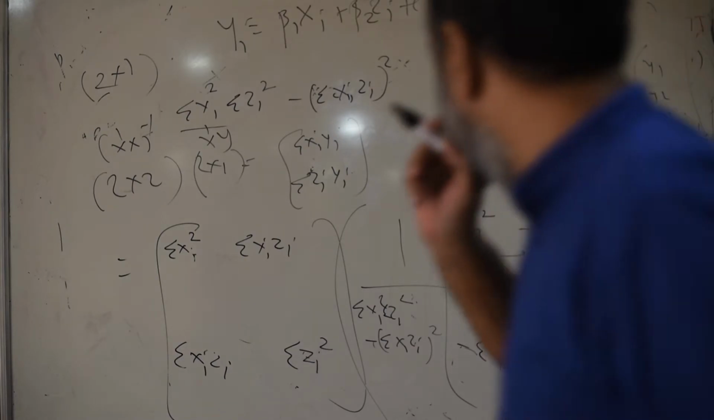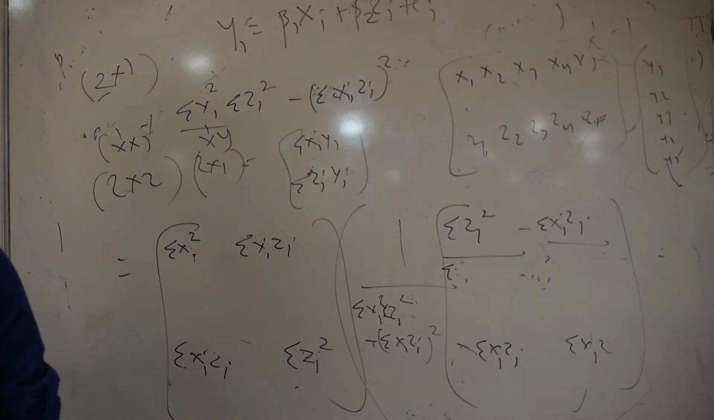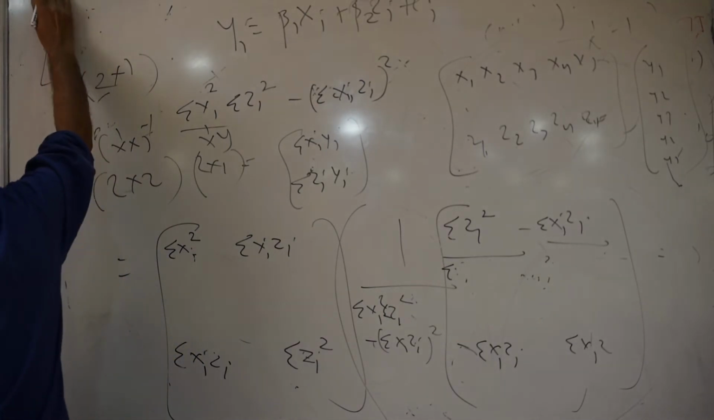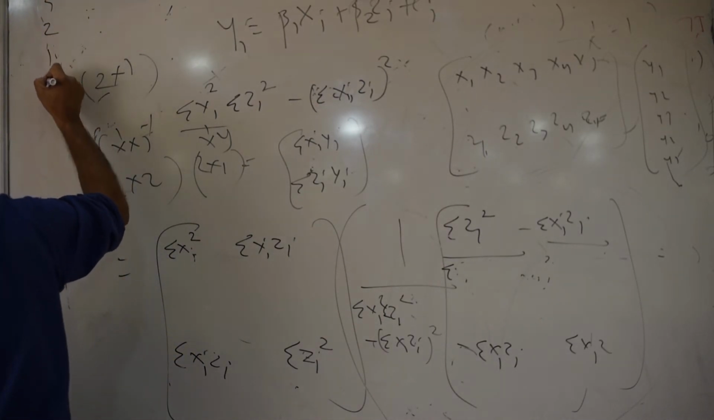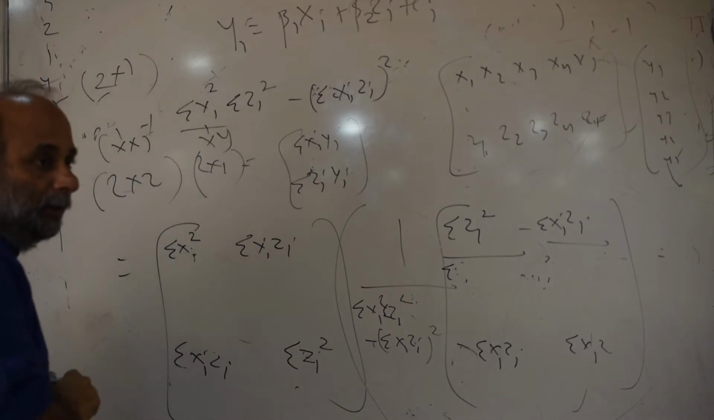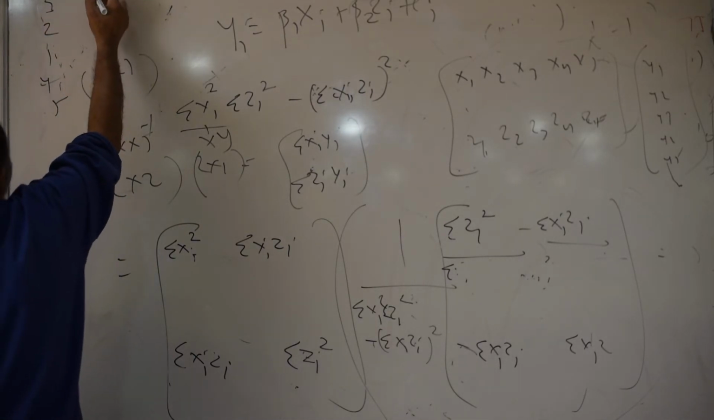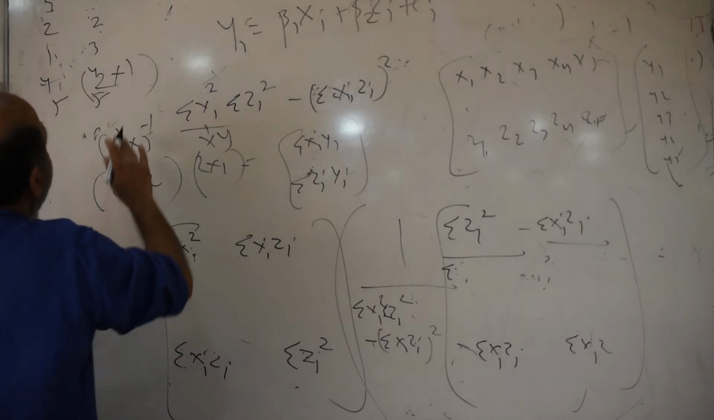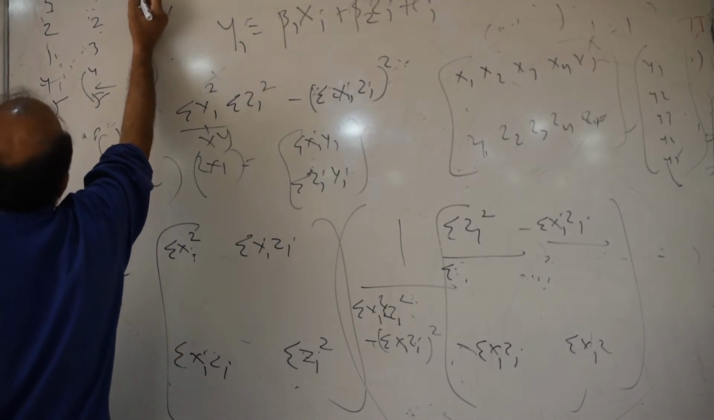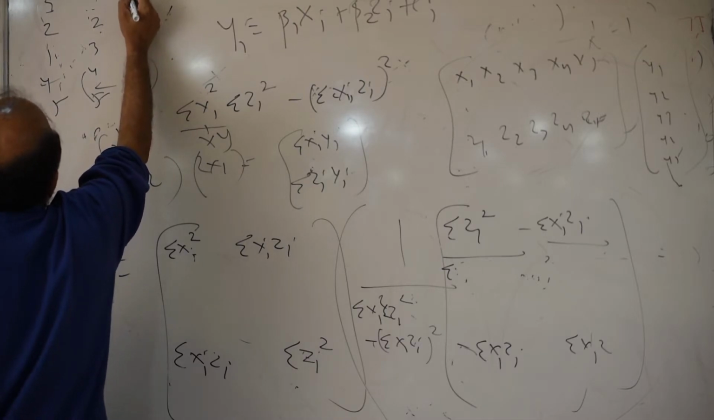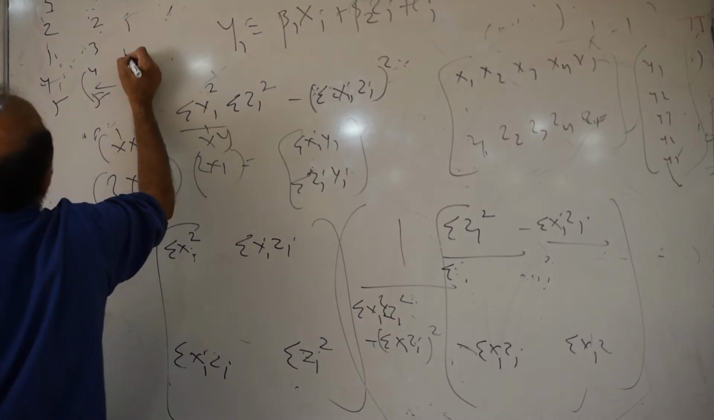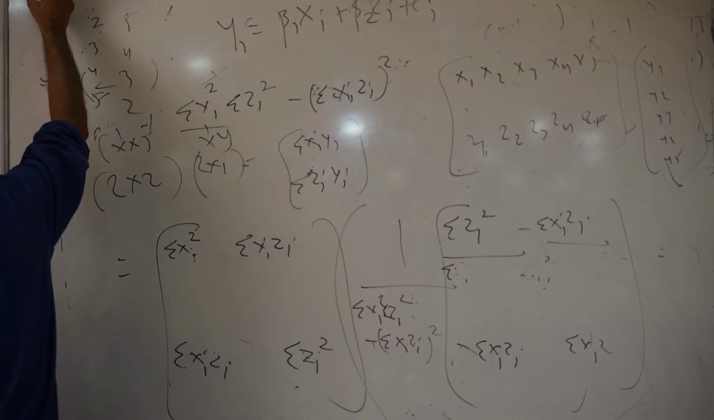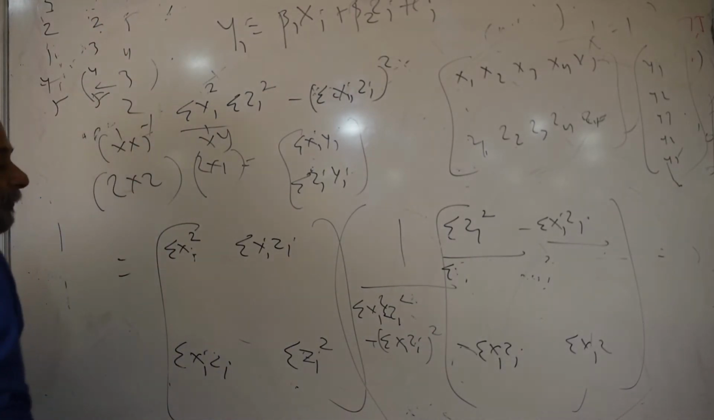So for example, take some case, right? Suppose my observations on Y are 3, 2, 1, 4, 5. Okay? And suppose my observations on X1 are 1, 2, 3, 4, 5. Right? And suppose my observations on Z are say 6, 5, 4, 3, 2. Right? So this is my Y, this is my X, this is my Z.